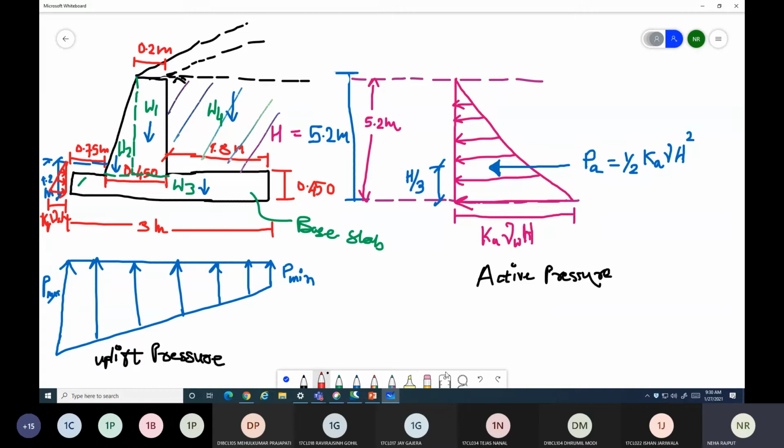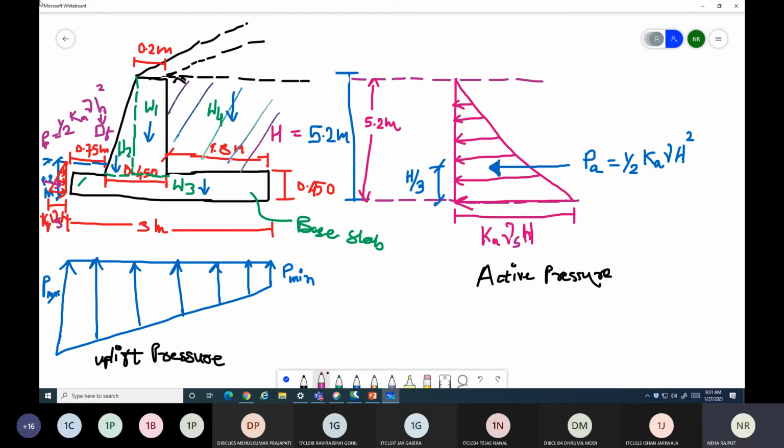Here gamma w will not come, this is gamma s, the unit weight of soil. So here you can consider this, and its resultant P acts here. So that is your passive pressure, and that passive pressure is equal to 1/2 K gamma into H squared. What is H here? H is nothing but the depth of footing. So this way two lateral forces are acting, one is active and one is passive.